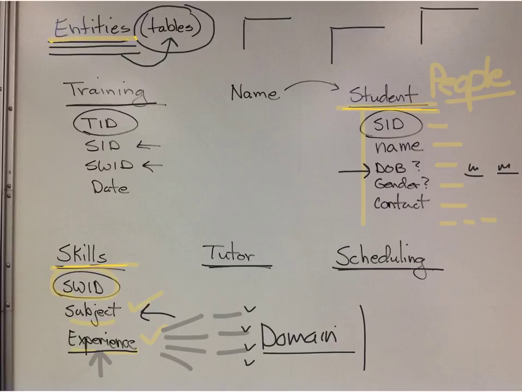And then we talked about name being some type of composite: first name, middle initial, last name. If you're going to store that all in one attribute, you can do that, okay? You decide, but you can do that.